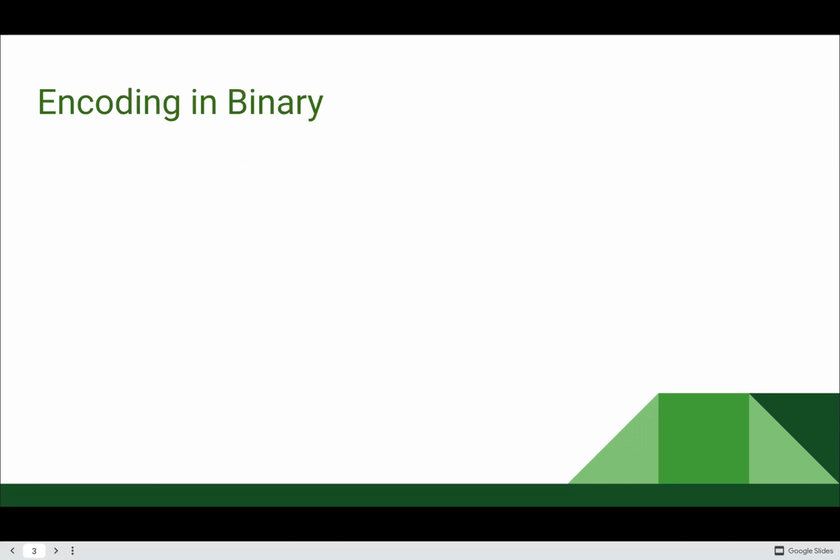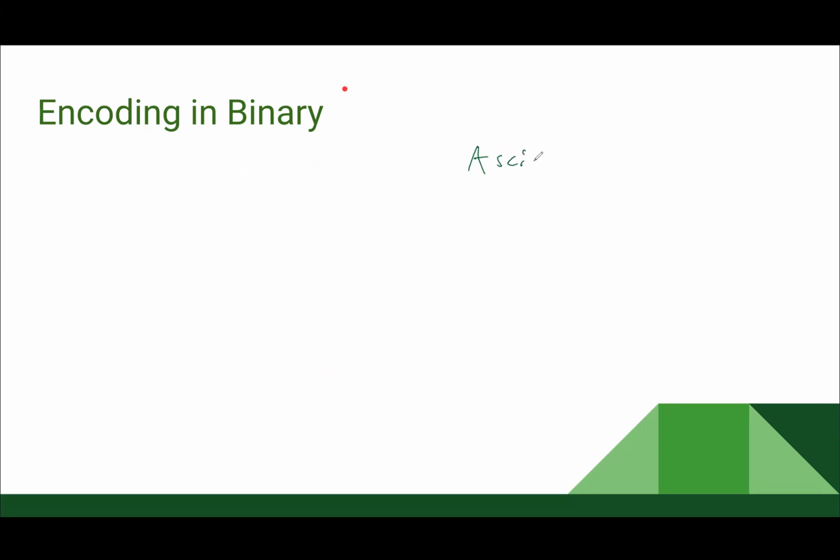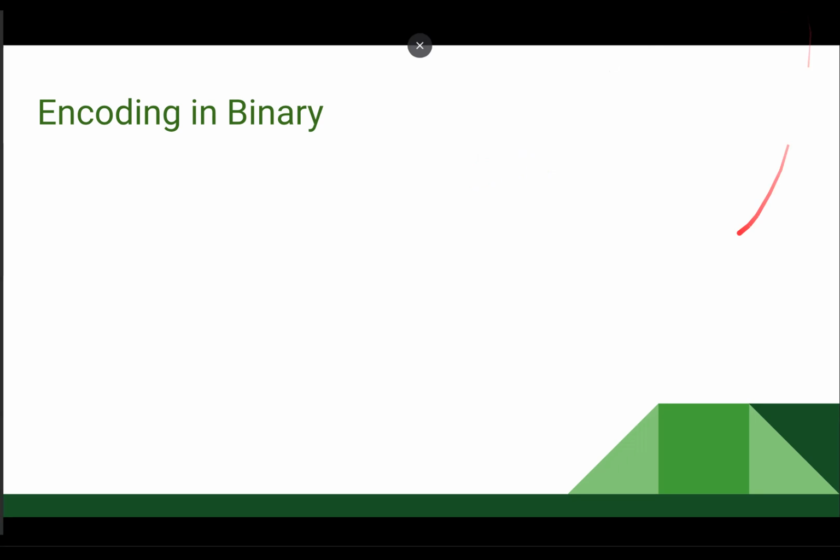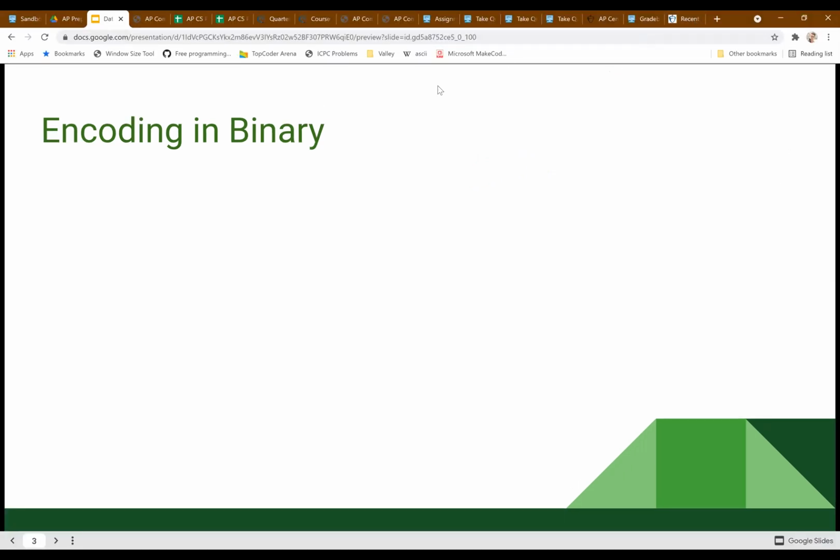All right, if we are going to be encoding a value in binary, the biggest encoding mechanism that we learned about was ASCII. So our ASCII gave every single number, every single letter, every character that we can type a value. It gave all of them a number. So let me pull up my little ASCII table.